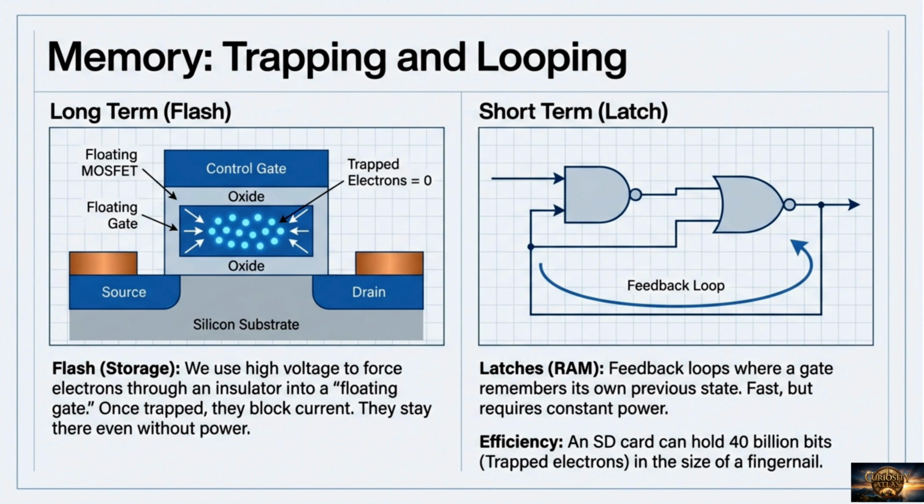Memory involves trapping and looping. Long-term storage, like flash, traps electrons in a floating gate to block current, even without power. Short-term memory, or latches, uses feedback loops where a gate remembers its previous state, requiring constant power.